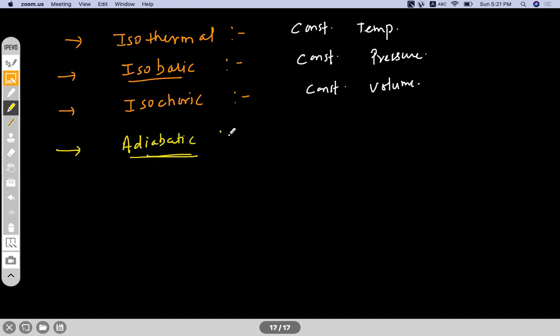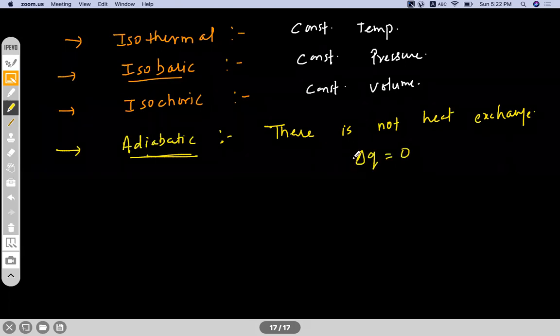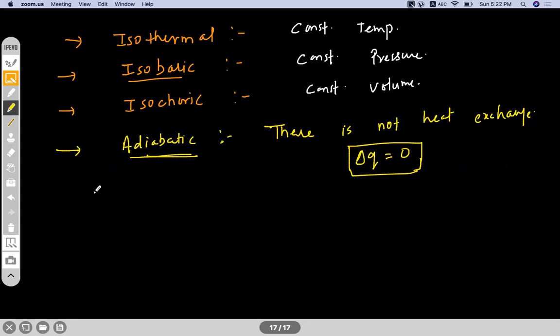Okay. Apart from these three, the next one we have adiabatic process. Adiabatic process is the one, write down, in this process, there's no exchange of heat. There is no heat exchange. Delta Q. Q stands for heat. Delta Q is zero. Correct? After this, we have cyclic process. Cyclic process is the one in which the initial and final state is same. Write down, initial and final state is same.